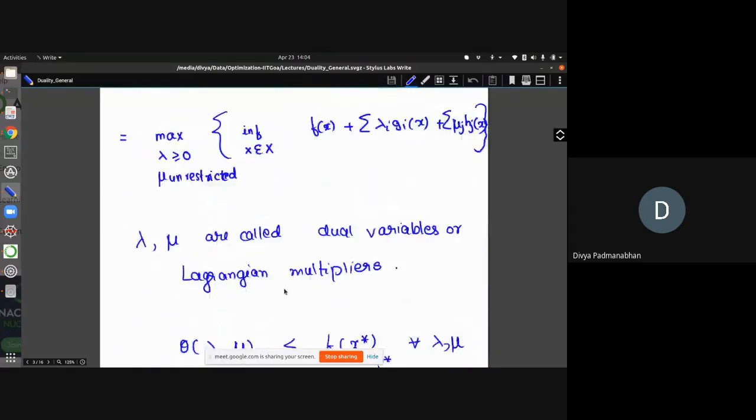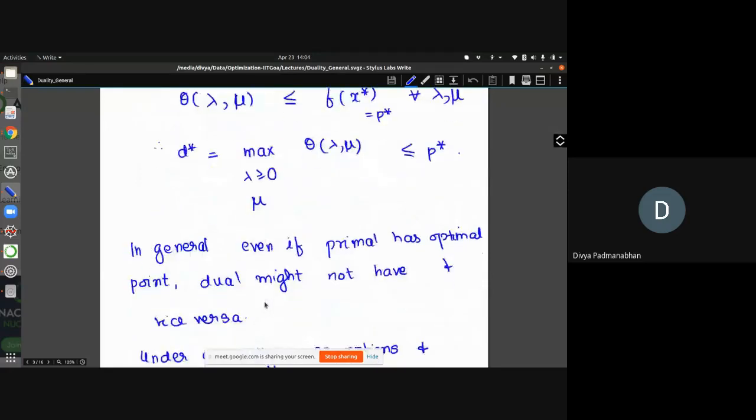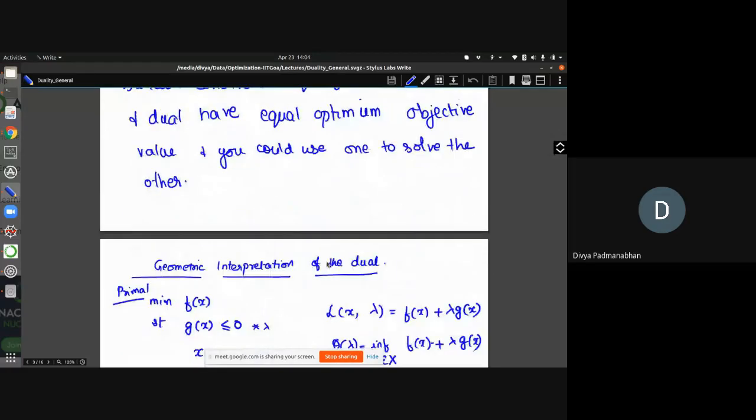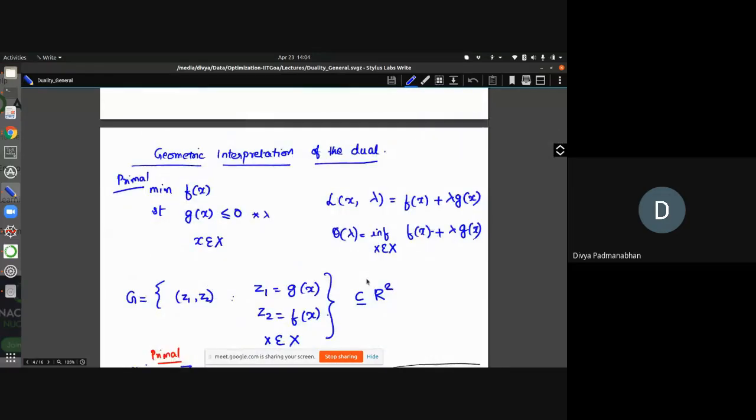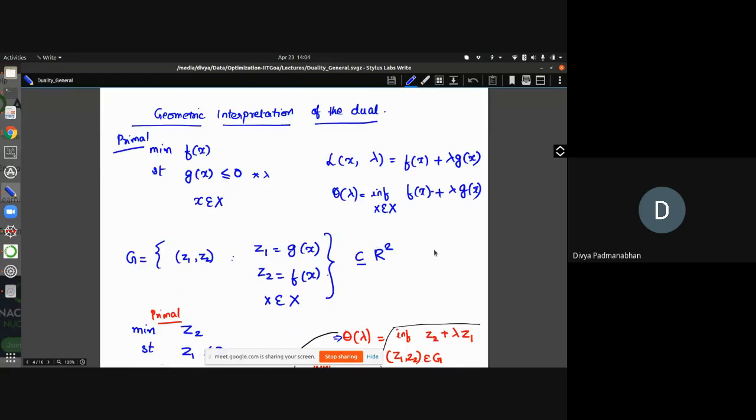Okay, and then I was telling you about this geometric interpretation of the dual, and there are some things I just wanted to clear up here. So what we did was we were trying to look at an alternate space. Okay, so we took an example where we had just one inequality constraint, and that was g(x) less than or equal to 0. And the Lagrangian was written in this manner, f(x) plus lambda g(x).